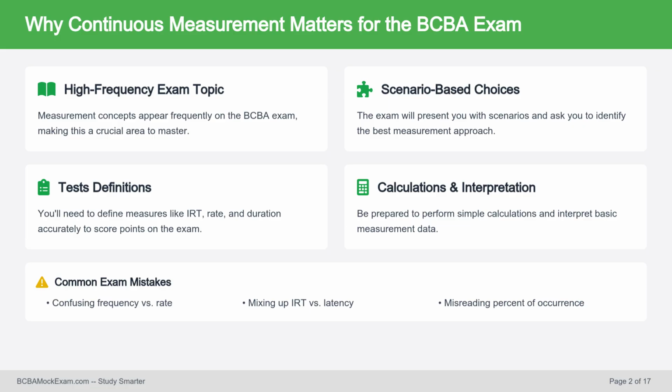Common mistakes include mixing up frequency and rate, confusing IRT with latency, and misinterpreting percent of occurrence. Today, the goal is not just to memorize definitions, but to train your eye to instantly recognize what each question is really asking on test day.